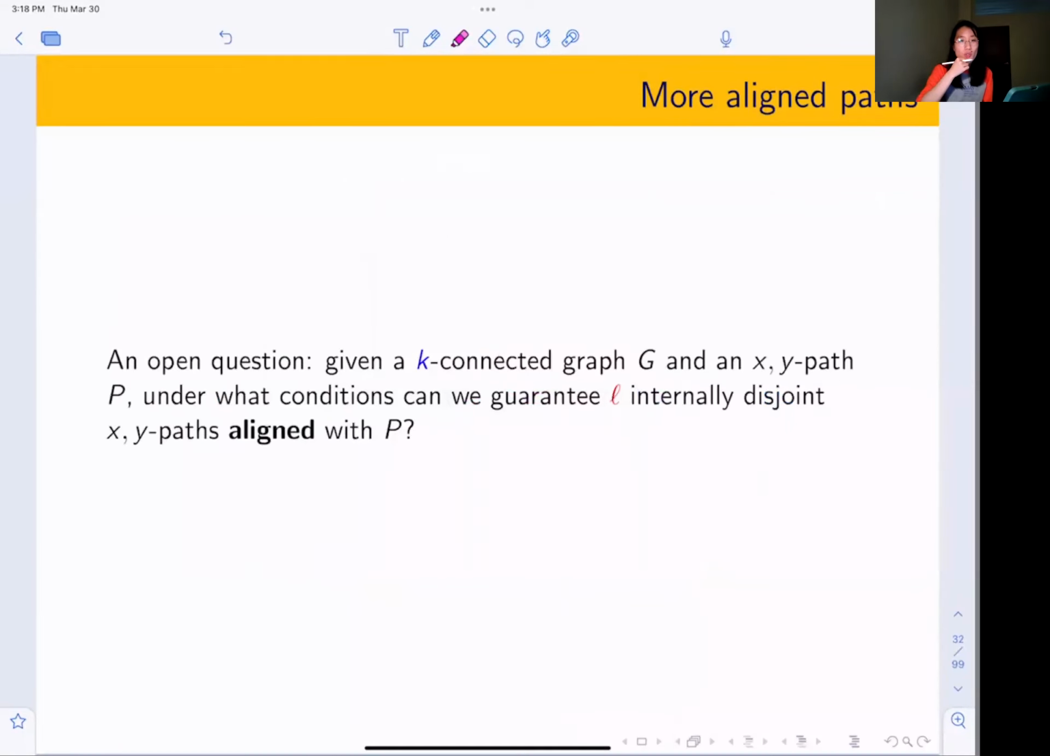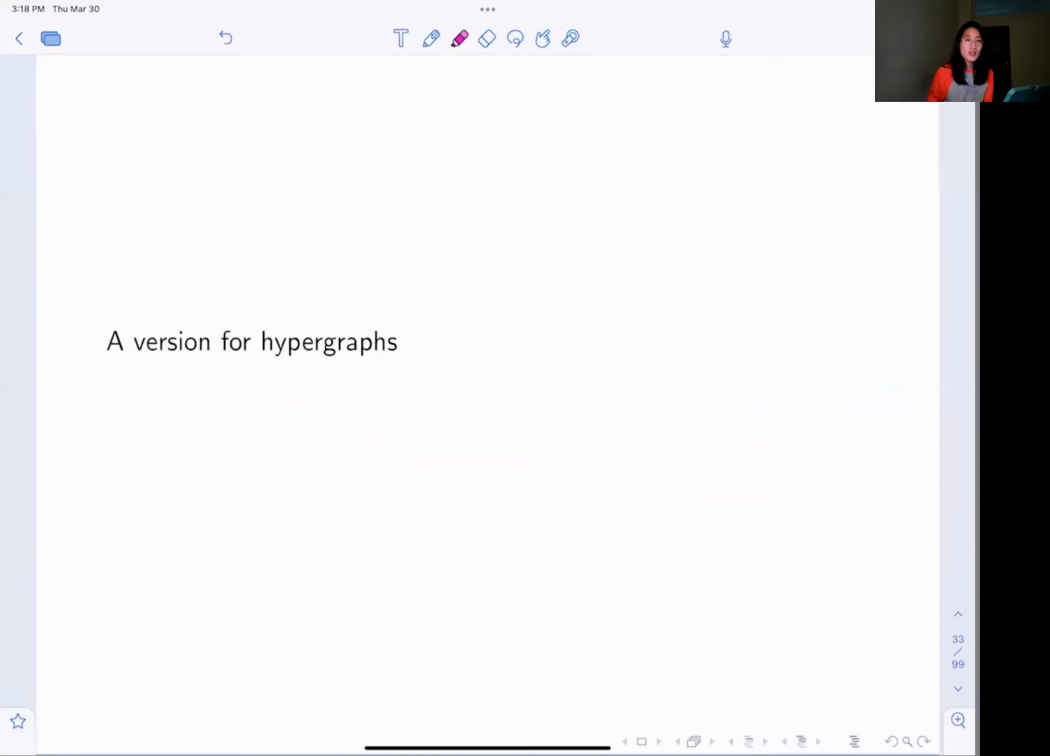So here's just a general question, which is not very well defined, but if you're interested, you can think of it. Given a k-connected graph G and an XY path P, under what conditions can we guarantee L internally disjoint XY paths aligned with P? So maybe you need some condition on, say, the minimum degree as well. Okay. But with that said, I want to now talk about hypergraphs.